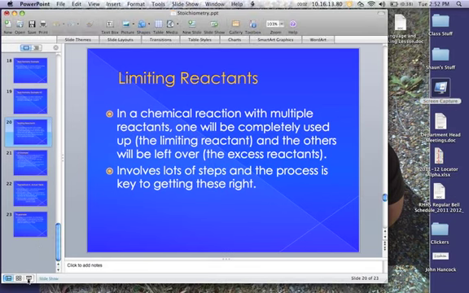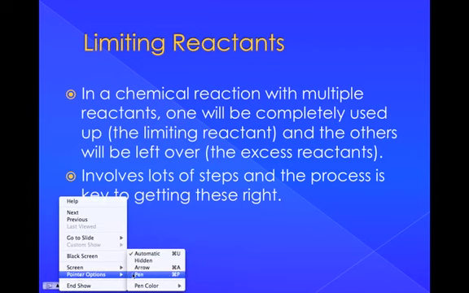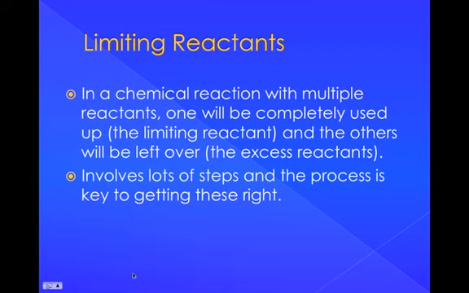Section of the stoichiometry notes, we are going to be doing limiting reactants and theoretical yields. So with limiting reactants, in a normal situation, when you perform a chemical reaction, there will be multiple reactants. One of those reactants will be completely used up, and the others will be left over.